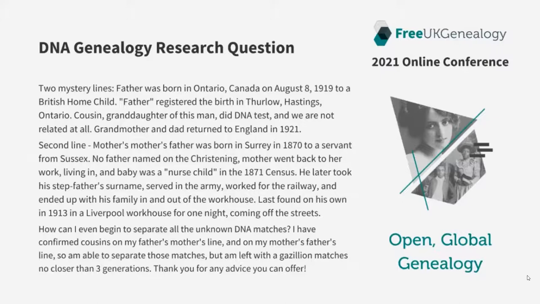How can I begin to separate the unknown DNA matches? I have confirmed cousins on my father's mother's line and on my mother's father's line, so I'm able to separate those matches, but I'm left with a gazillion matches no closer than three generations.